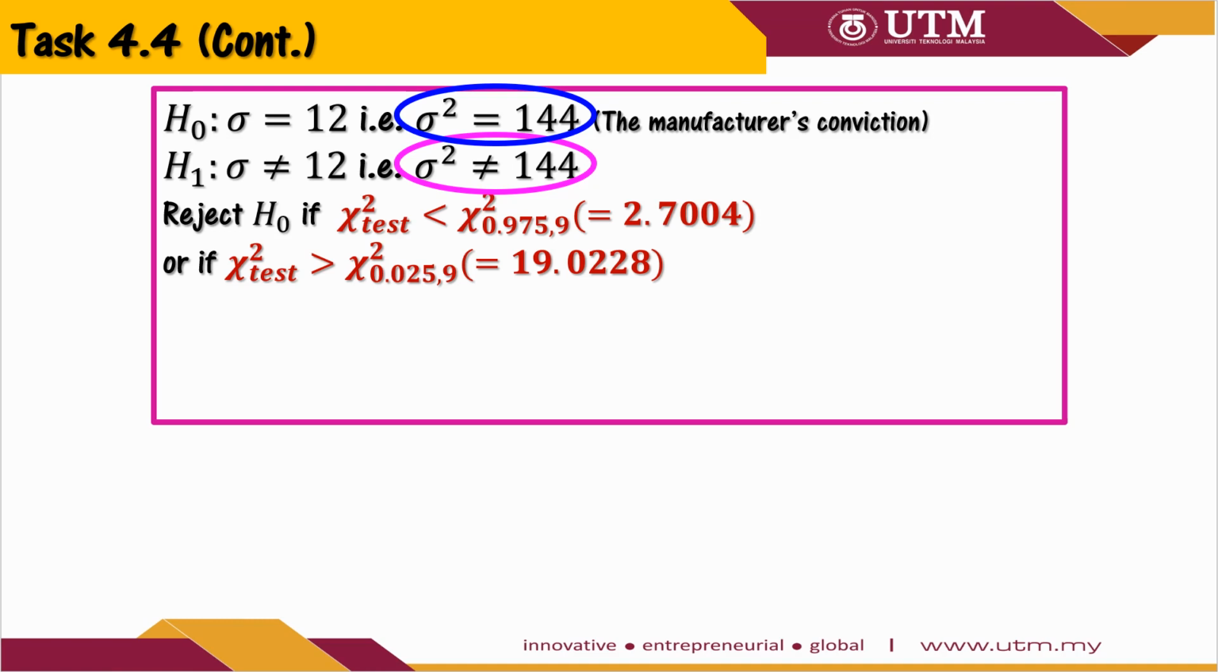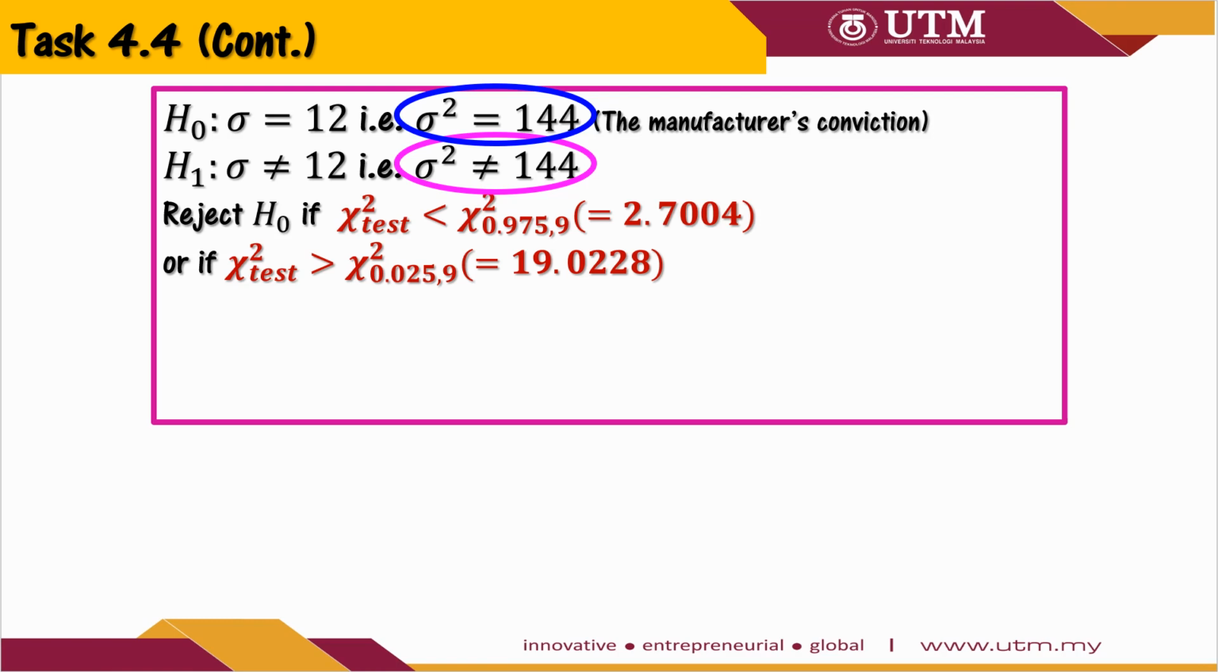As we test at alpha equal to 0.05 and the degrees of freedom nu is 10 minus 1, which is 9, the left-sided critical value is chi-squared 0.975, 9, given by 2.7004, and the right-sided critical value is chi-squared 0.025, 9, given by 19.0228. You may want to check these two critical values, which can be obtained from Table 6 in the Statistical Table Booklet, pages 36 and 37.